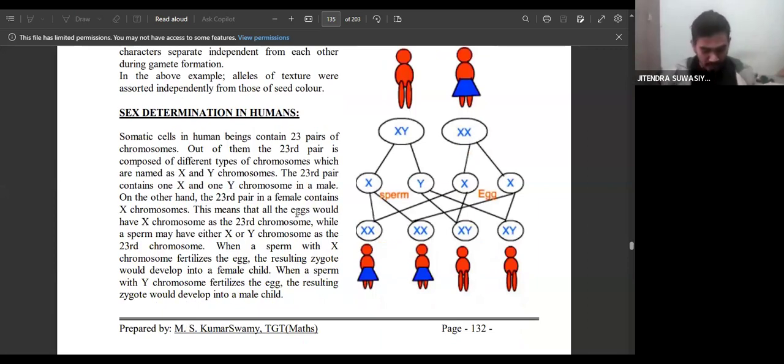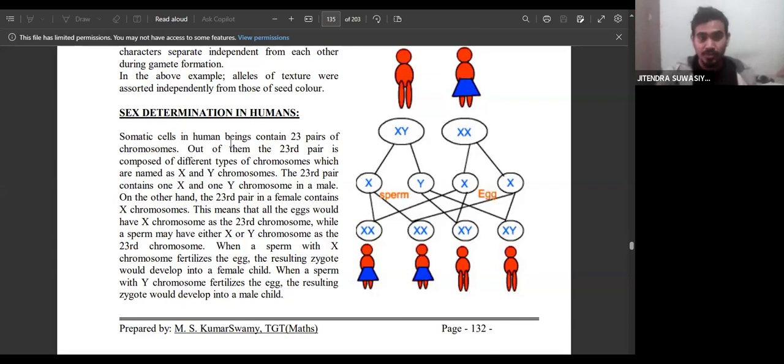So in humans we find 23 pairs of chromosomes, in which one pair is the sex chromosome and 22 are homologous chromosomes. In human beings, males and females both have 23 pairs of chromosomes, in which there is one chromosome pair that is responsible for sex. That chromosome is going to determine whether the child is going to be a girl or a boy.